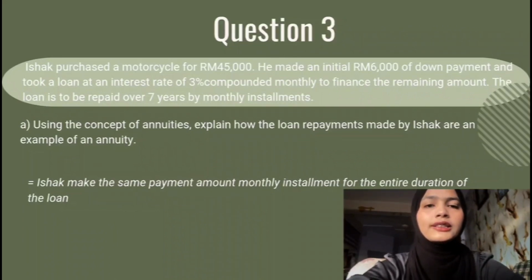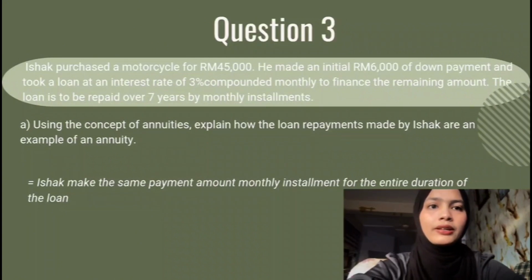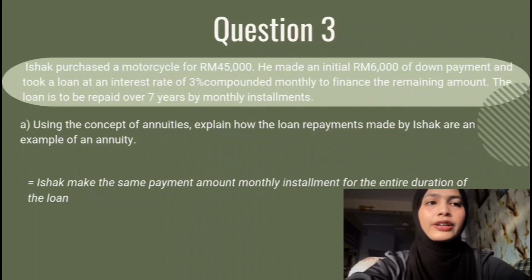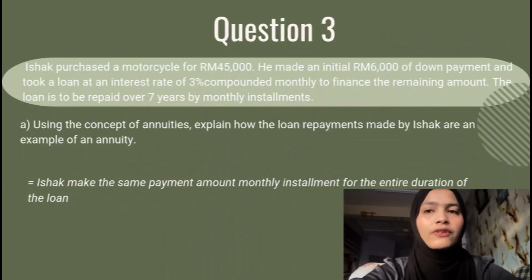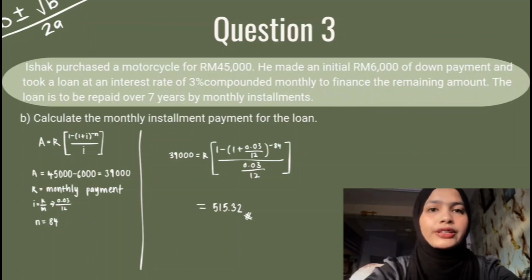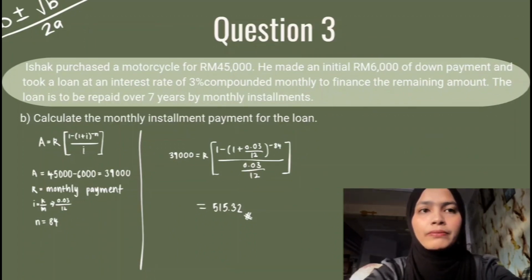So the answer is Ishaq made the same payment, a monthly installment, for the entire duration of the loan. This is because the definition of an ordinary annuity is where payments occur at regular intervals at the end of each period.